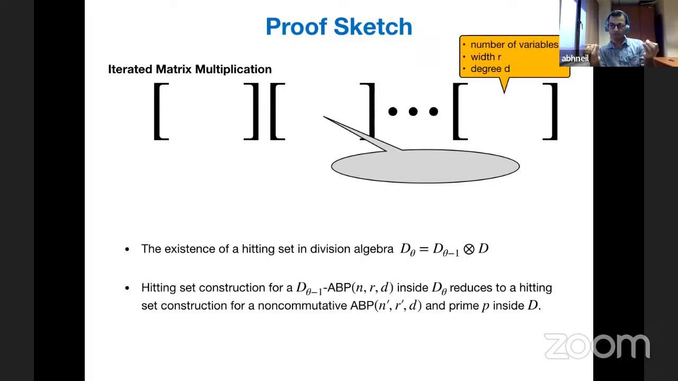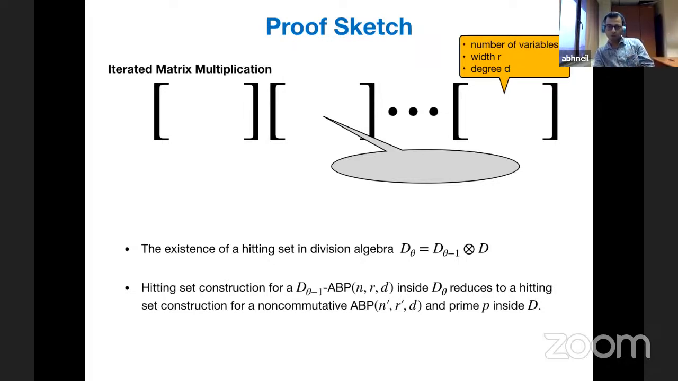product of two division algebras, it is not always a division algebra, but there is a nice theory by Pierce that shows that if the index of D, call it say L, is relatively prime to the index of D theta minus 1, then you can ensure that this tensor product again forms a division algebra. So this is well known.